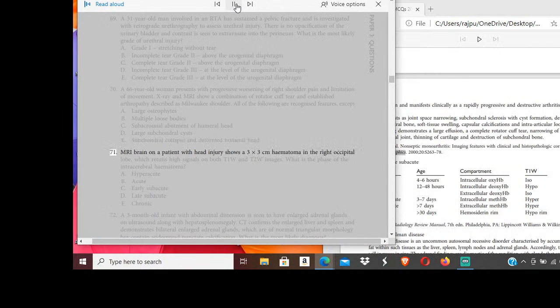Head. 71. MRI brain on a patient with head injury shows a 3 times 3 cm hematoma in the right occipital lobe, which returns high signals on both T1W and T2W images. What is the phase of the intracerebral hematoma? A. Hyperacute. B. Acute. C. Early subacute. D. Late subacute. E. Chronic. 72.